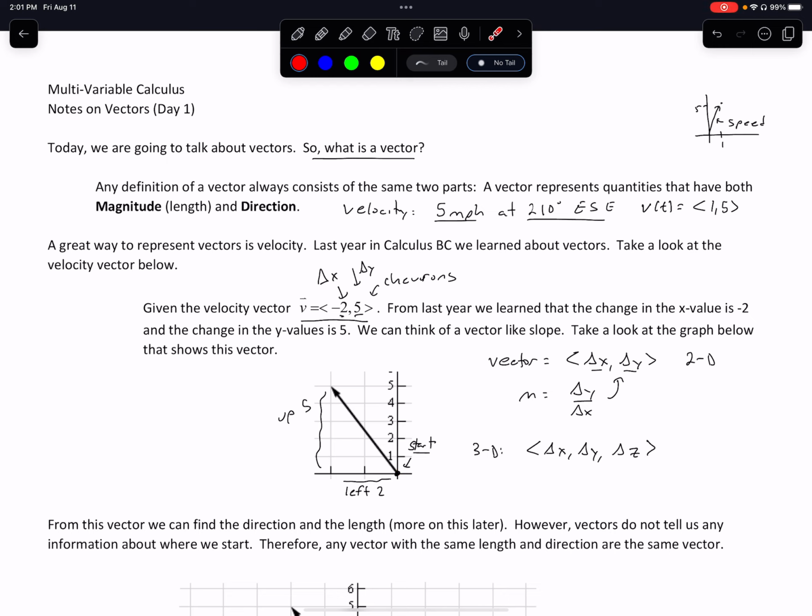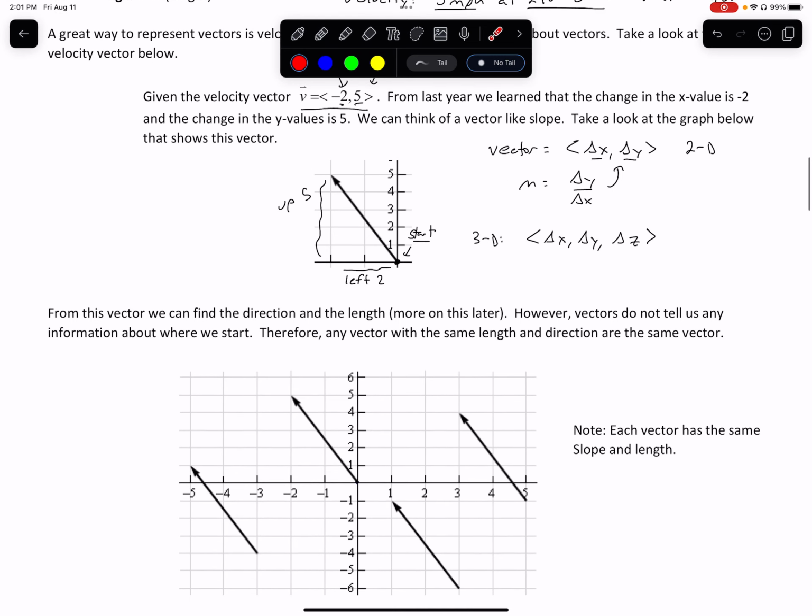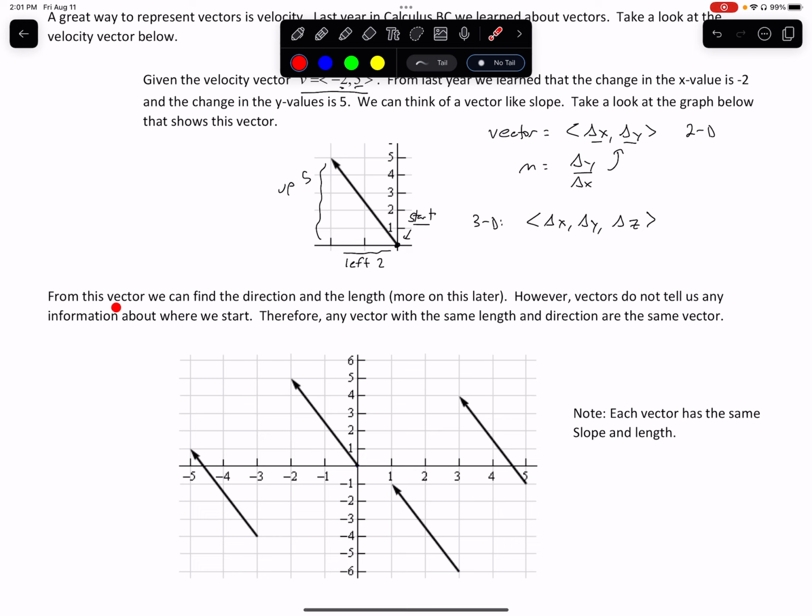Now, if we start at the origin, we have a special name for it. That's called the component form of our vector. Again, more on that in just a few minutes. From this vector, we can find the direction and the length. Again, we're going to talk about how to find the length more later, but the direction we're going to talk about for right now.